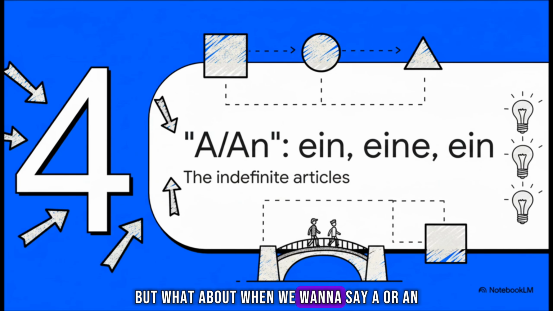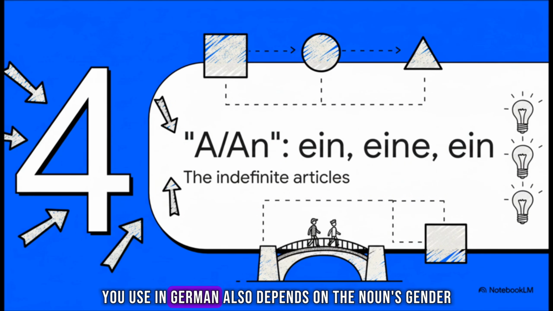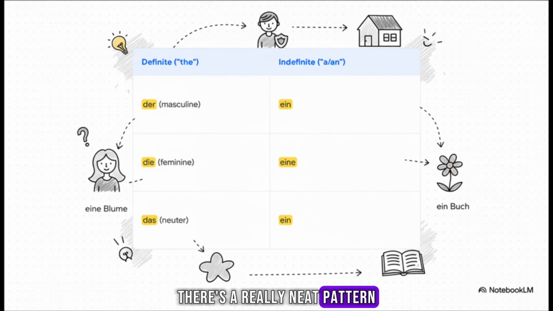But what about when we want to say a or an, like a book or a table? Well, these are called indefinite articles. And, you guessed it, the word you use in German also depends on the noun's gender. But don't worry, there's a really clear pattern here. And check this out. There's a really neat pattern. If you already know the der, die, or das, you're basically halfway there.